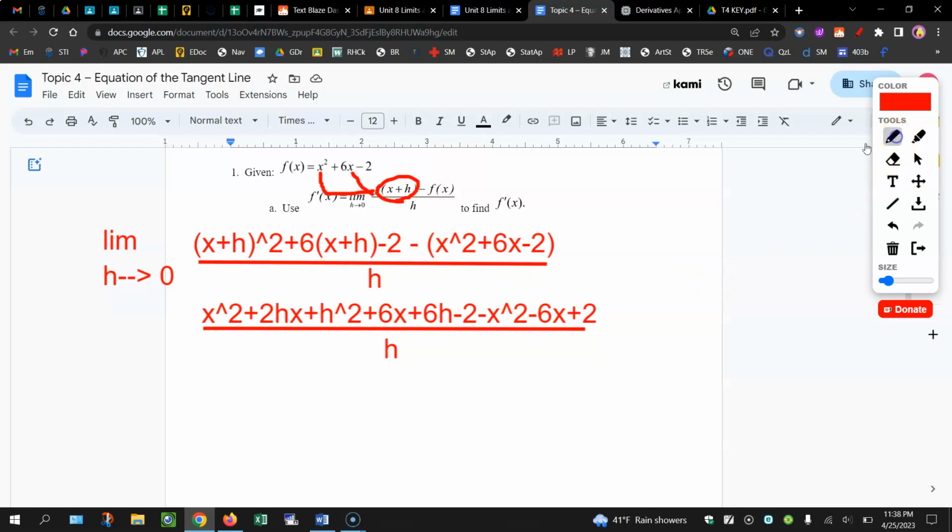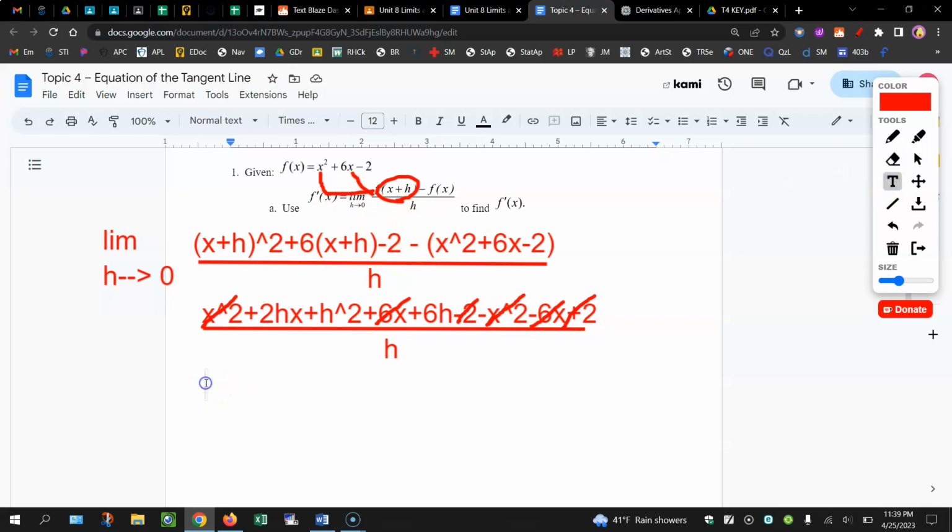Now you can start simplifying. Everything without an h should simplify. X squared minus x squared. 6x minus 6x, negative 2, positive 2. If you notice on one of your problems something without an h didn't simplify, check your signs. Did you distribute correctly? Did you write everything that you needed to for the f of x plus h?